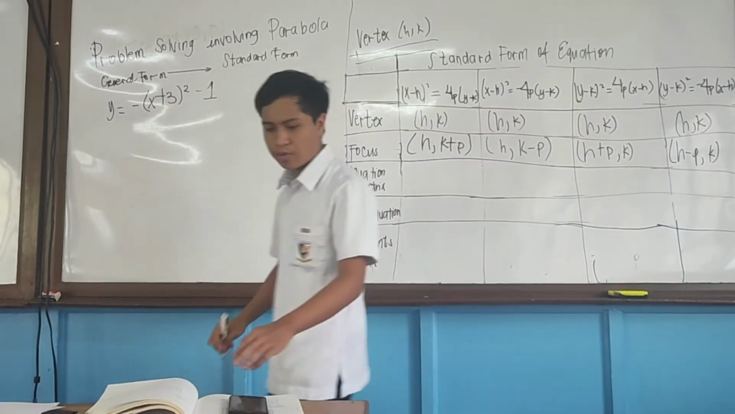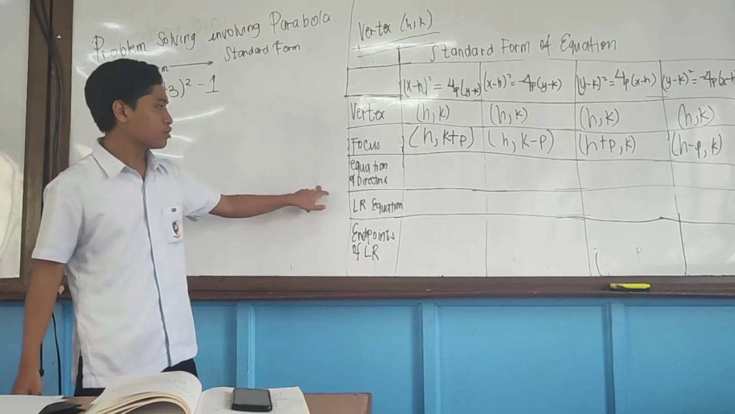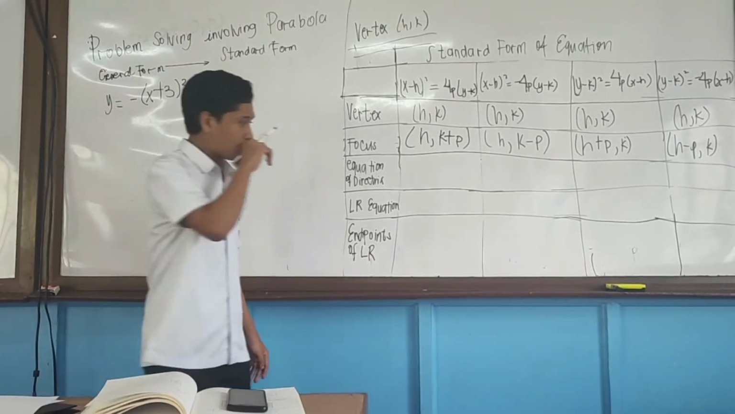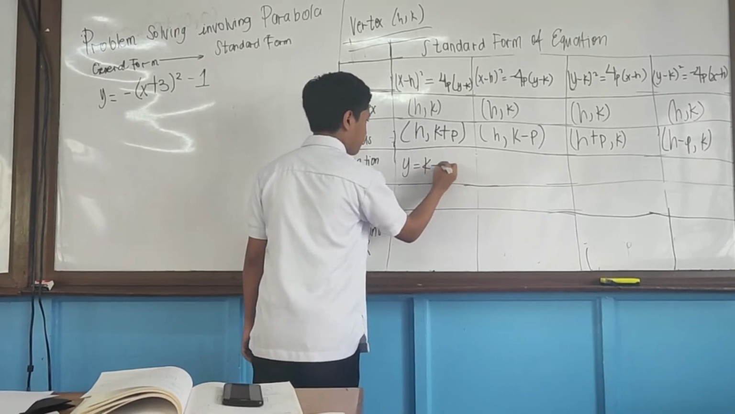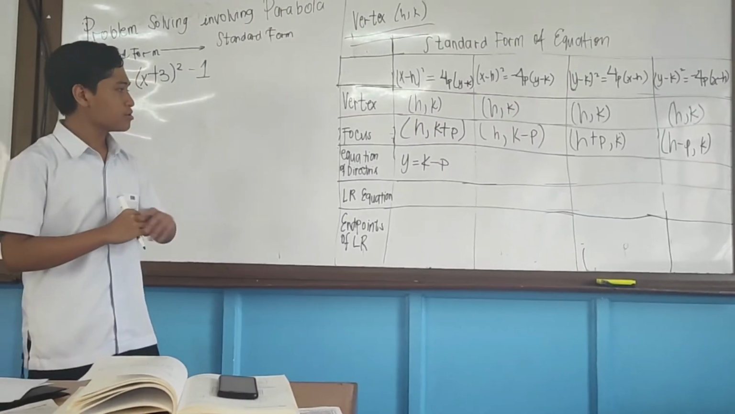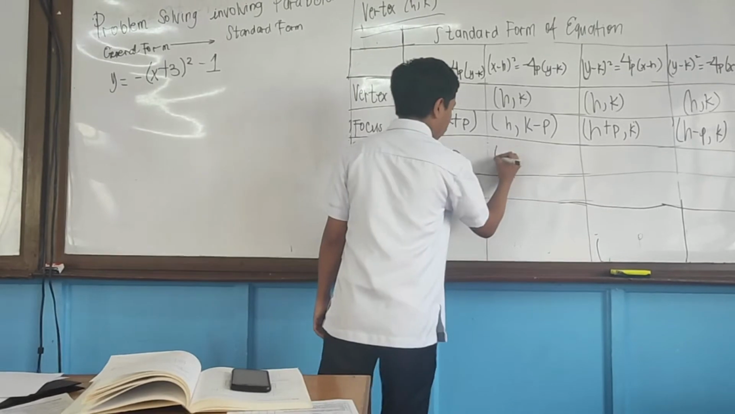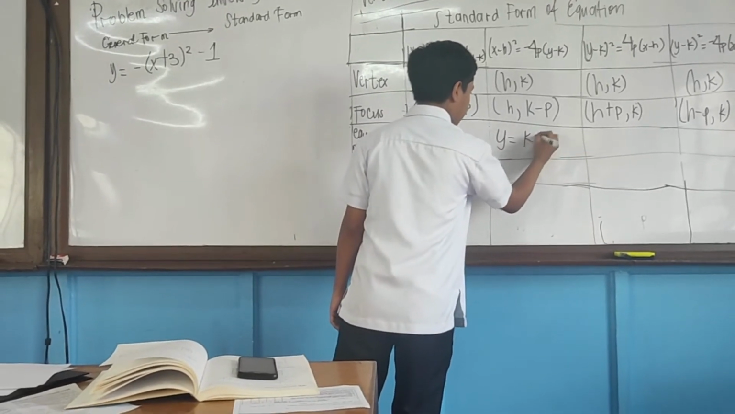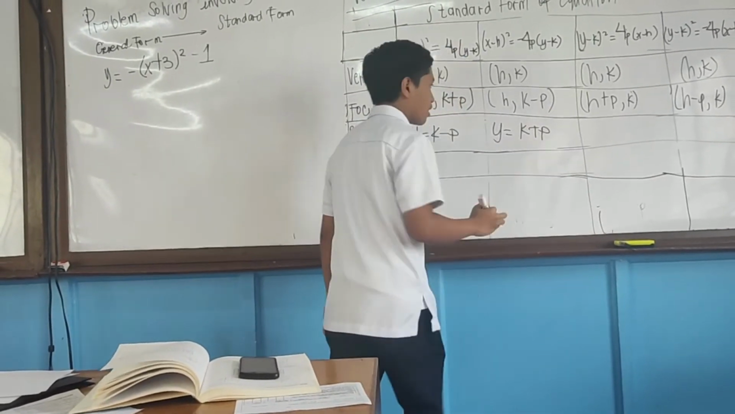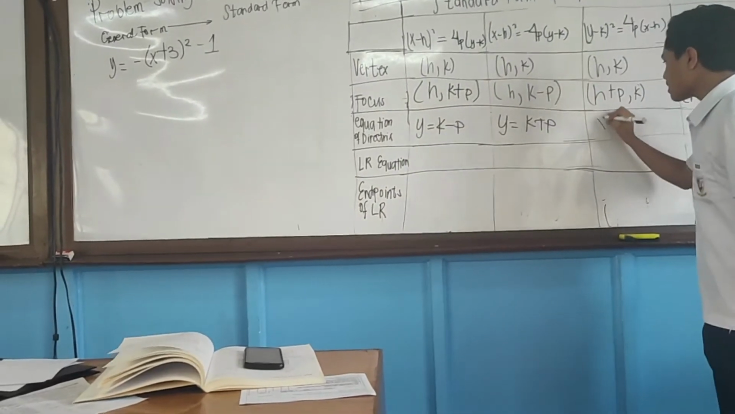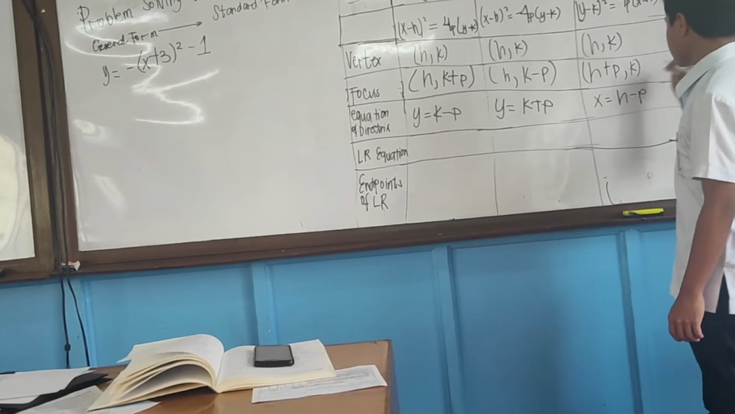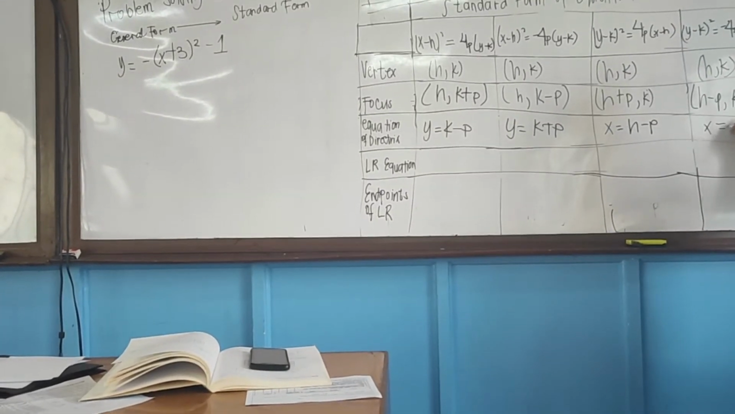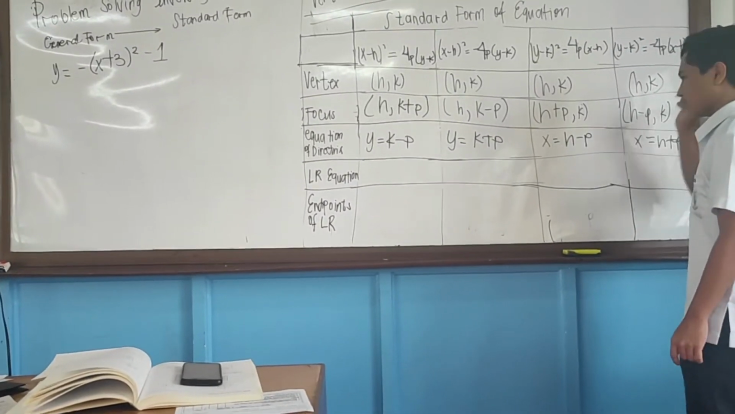Now let's move on to the equation of the directrix. We have here y equals k minus p. We also have y equals k plus p. Here we have x equals h minus p. And lastly, we have x equals h plus p.